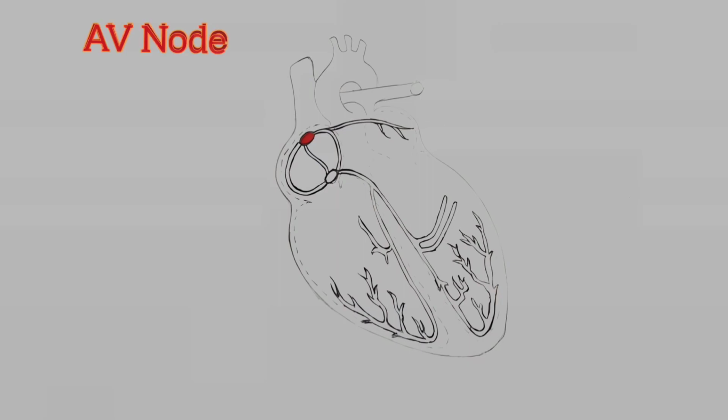AV node, atrioventricular node. It is smaller compared to the SA node. It is located in the lower part of the atrial septum, just above the attachment of the septal cusp of the tricuspid valve. The AV node conducts the cardiac impulse to ventricles by the atrioventricular bundle. It generates 60 impulses per minute. The delay of conduction in the AV node is about 0.11 second. Here, it provides sufficient time for the atria to empty the blood into the ventricle before the ventricle starts contracting.